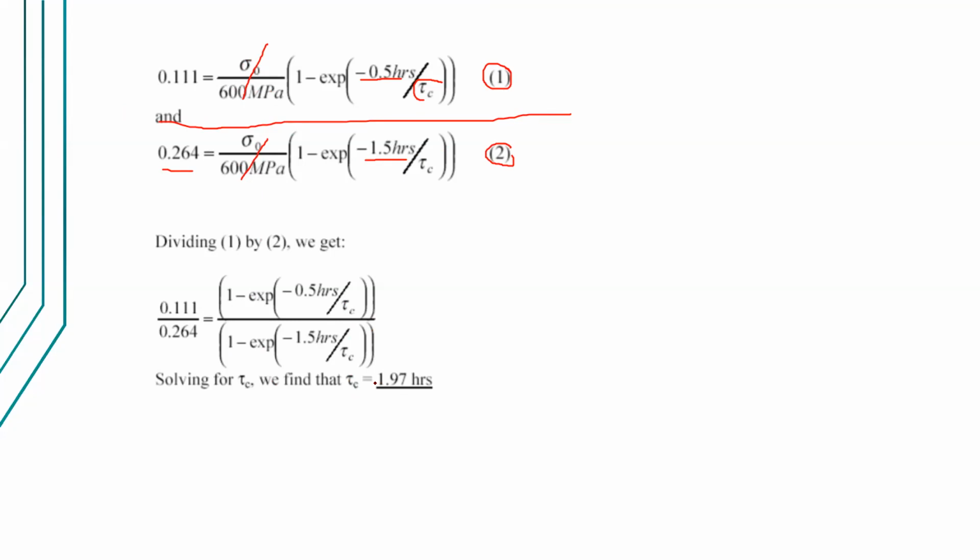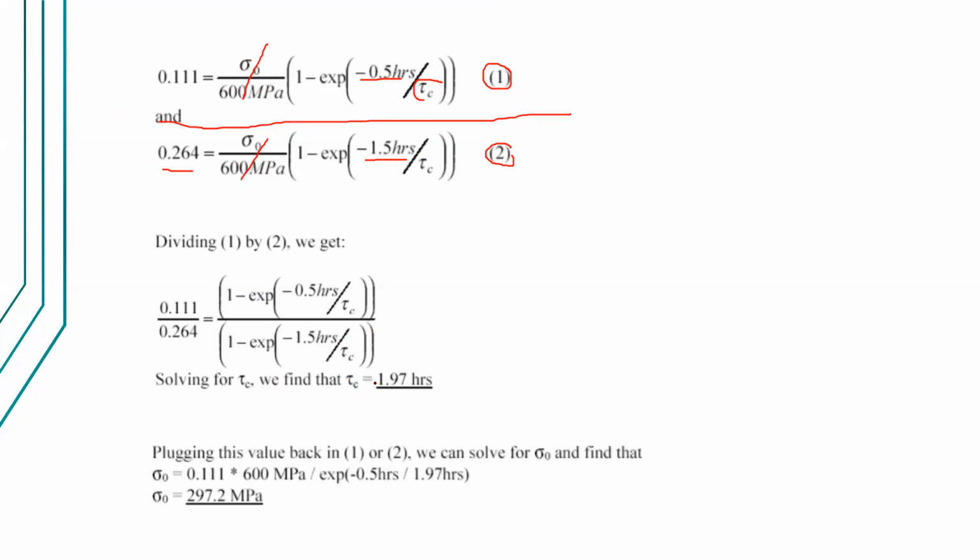So what do we do? Since we know this time constant already, you can use either equation 1 or equation 2 to get the initial stress, sigma sub 0. Doing that, you will find that the initial stress is 297.2 megapascal. So in other words, we now have the initial stress and the retardation time constant.